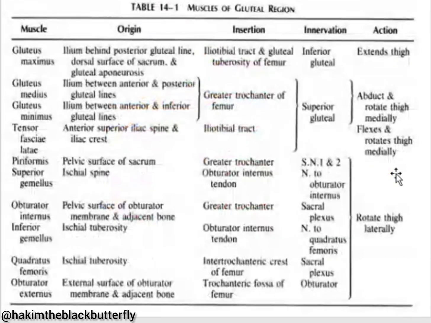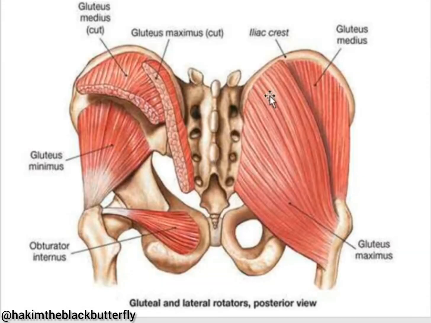So let us go to the muscles of the gluteal region, which is the buttock region. And I've summarized them in the table shown here. All these are muscles of the buttock region or the gluteal region. So the biggest muscle covering all of them is the Gluteus Maximus.